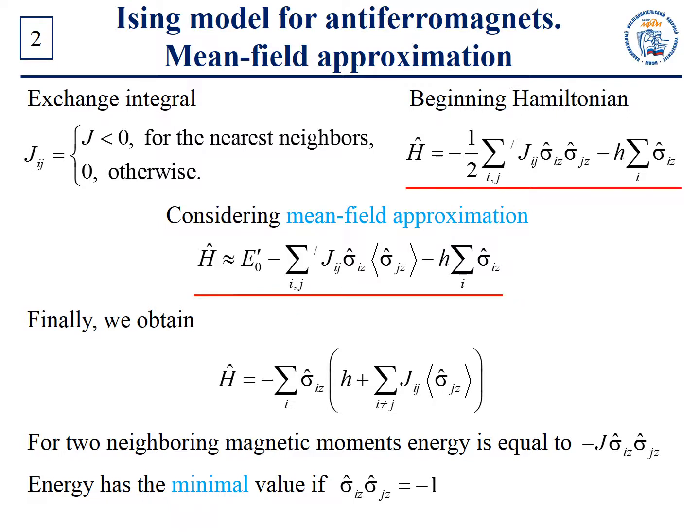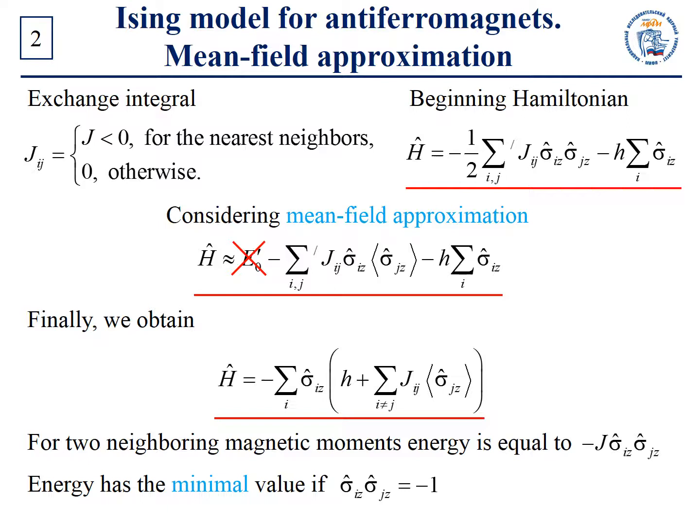Further, we shall leave out the E0 constant, because it should be taken into account for energy calculation, but it is unimportant for obtaining the order parameter. Finally, we receive the following Hamiltonian. This Hamiltonian has the same form as the Hamiltonian within the Ising model for ferromagnets.